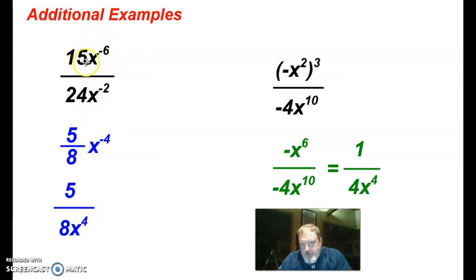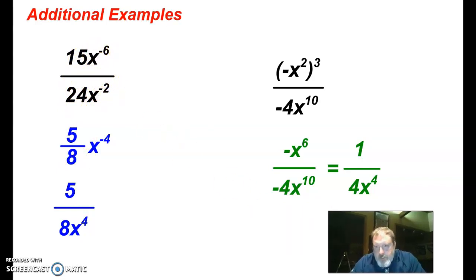If you have a fraction like this one, where we've got the variables and I've got numbers here, ignore the variables for a second. Ask yourself if you can reduce this. So 15 over 24 reduces to 5/8. Now I'll tackle the variables. So negative 6 minus a negative 2 is x to the negative fourth. That goes down to the denominator. So again, if you can reduce your numerical fraction, do that first, then tackle the variables.